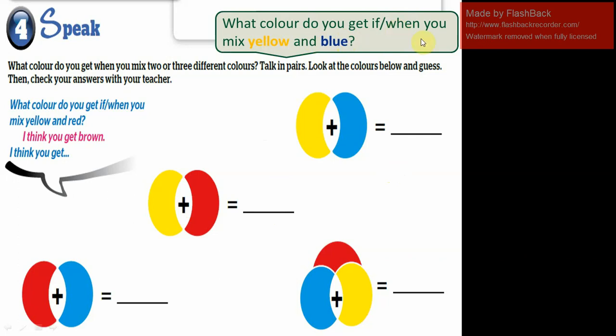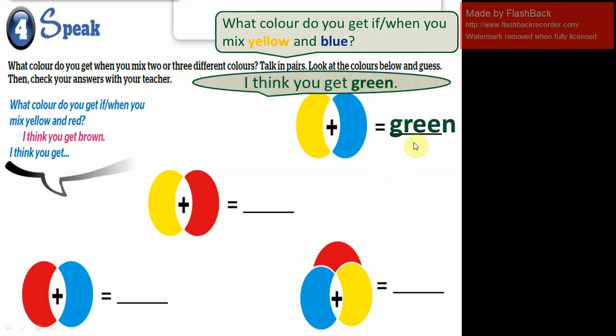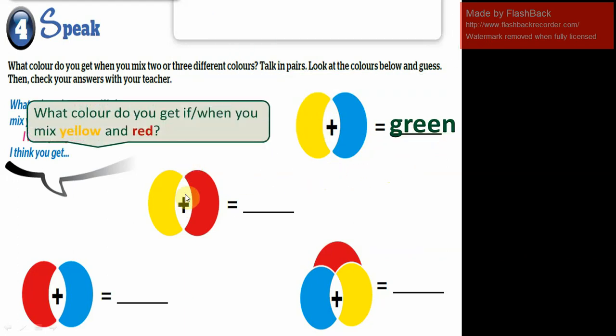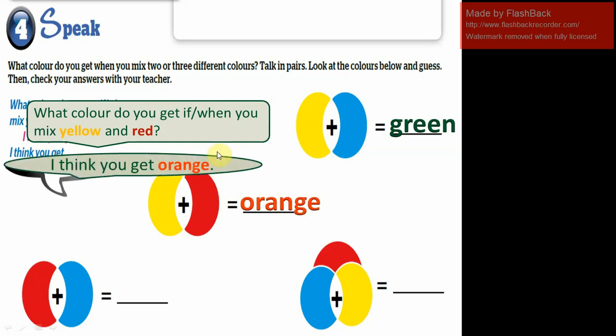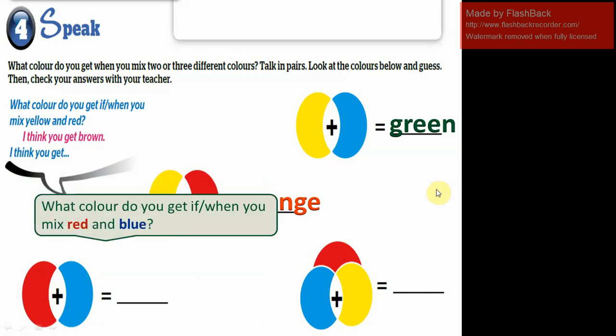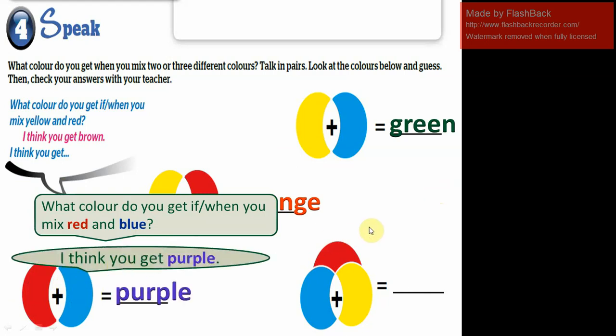What color do you get if you mix yellow and blue? Yes, try to think, try to guess. I think you get green. Very good. Next one. What color do you get when you mix yellow and red? I think you get orange. Very good. Next one. What color do you get if you mix red and blue? Yes, very good. You get purple. I think you get purple.